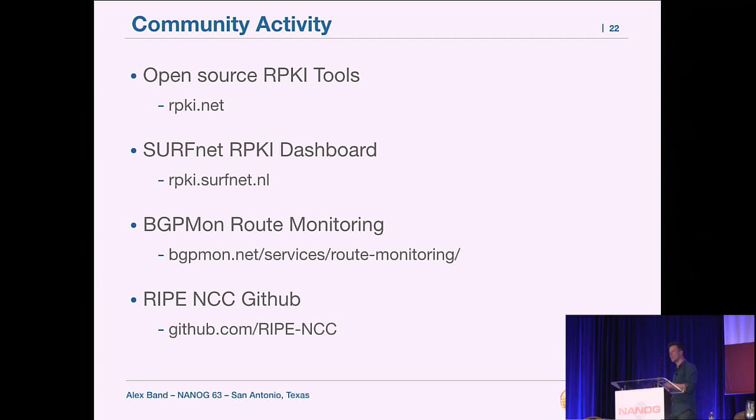And then, of course, we have our own GitHub page with, for example, the RPKI validator, the relying party software that we have, which is also BSD licensed, open source, and we get lots of input and lots of contributions from the community in order to help this. There's lots of activity out there.